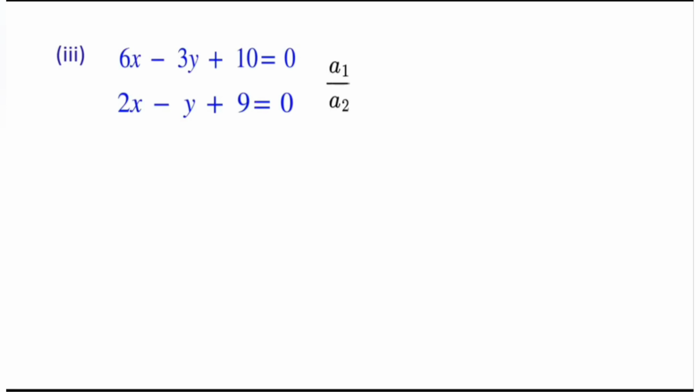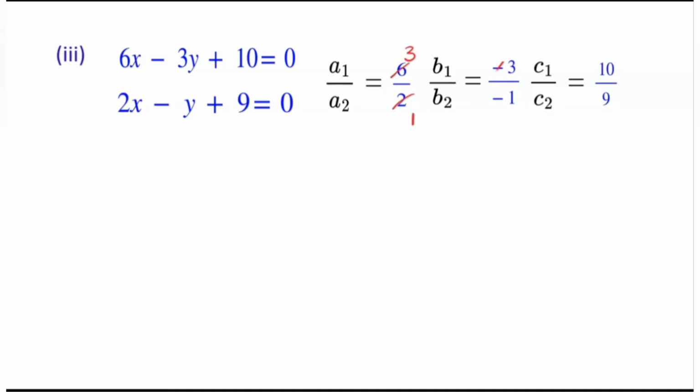Now coming to the third question in this: 6x minus 3y plus 10 equal to 0, 2x minus y plus 9 equal to 0. In this also let us find a1 by a2, which is equal to 6 by 2, b1 by b2, which is equal to minus 3 by minus 1, and c1 by c2, which is 10 by 9. Let us do the simplest form again: 2 threes are 6, so a1 by a2 is 3 by 1. For b1 by b2, by cancelling the two minus signs we get 3 by 1 again. c1 by c2 is 10 by 9, which is already in simplest form. Now a1 by a2 and b1 by b2 are equal, both 3 by 1, but they are not equal to c1 by c2.